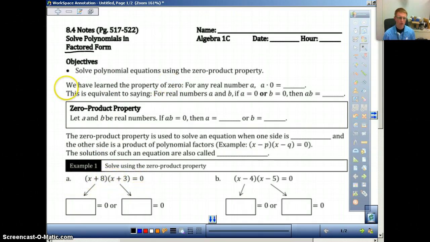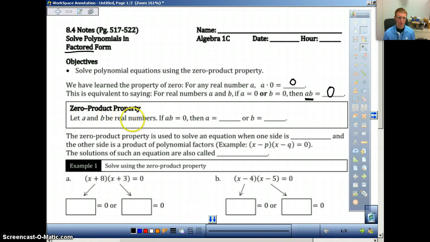So to do this, we have to talk about what the property of 0 is. If you recall, anything multiplied by 0 is 0. So for any real number a, a times 0 is equal to 0. Now, in the same sense, if I'm given a times b, I know that if one or the other is equal to 0, the entire thing will be equal to 0. 0 times b is 0. a times 0 is 0.